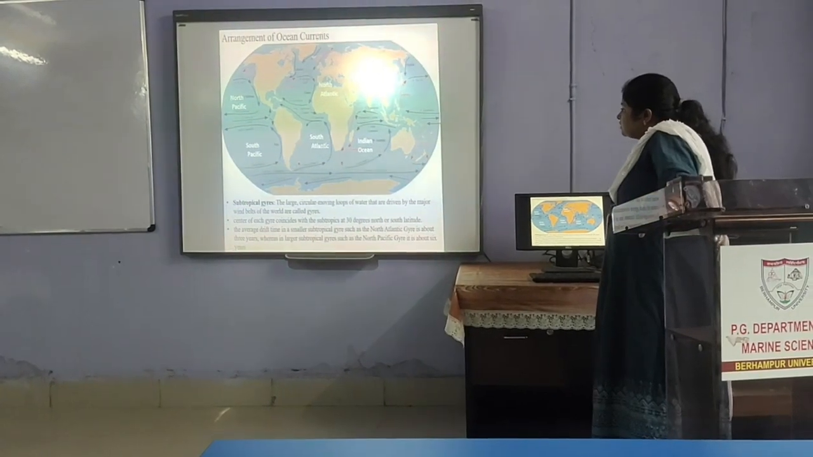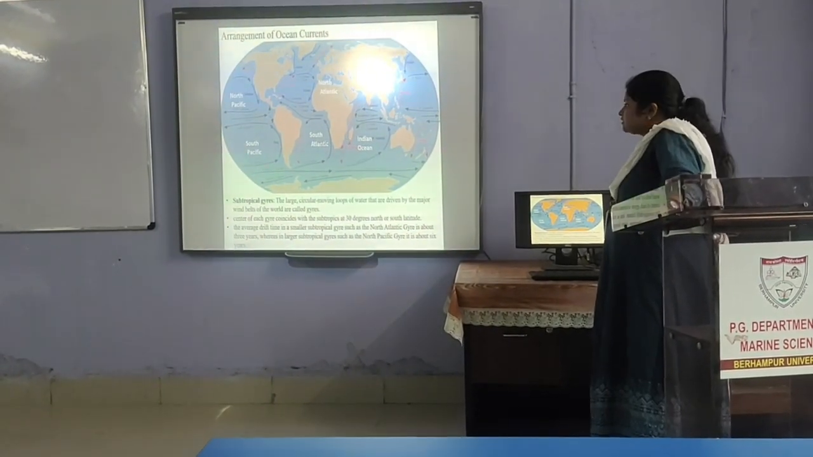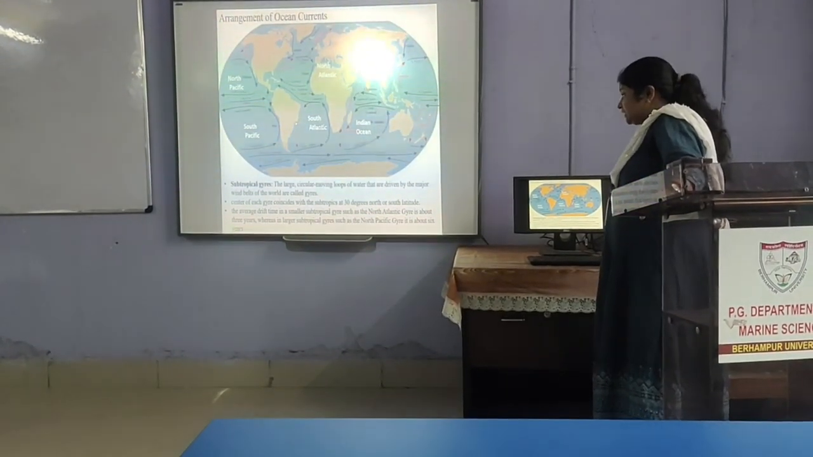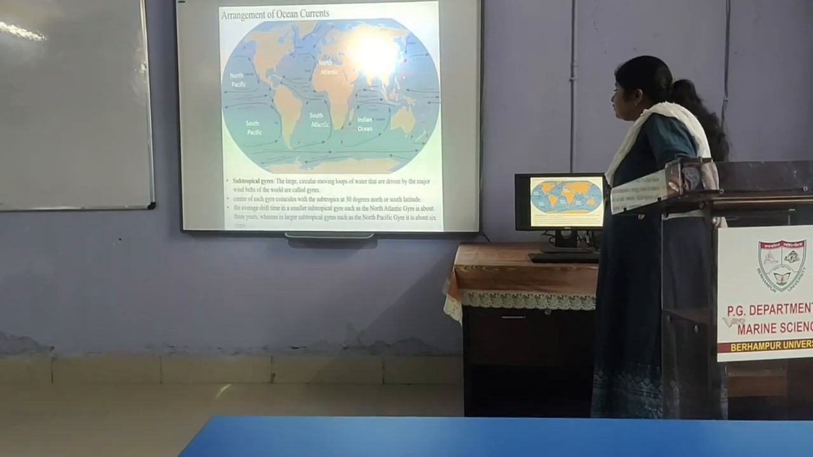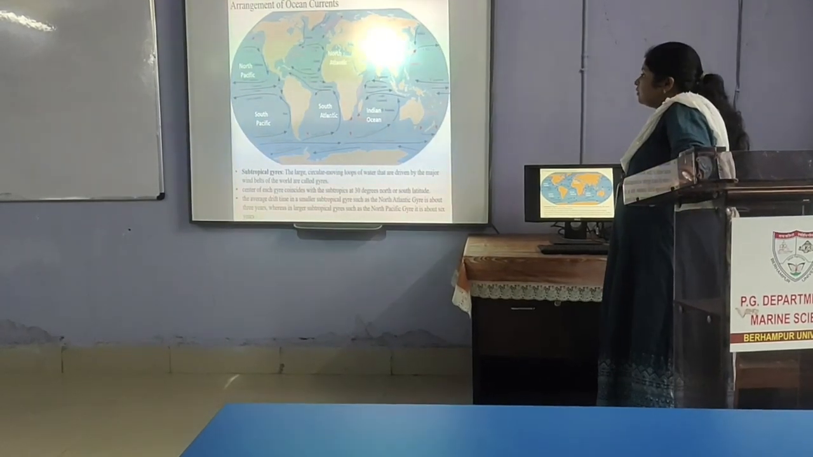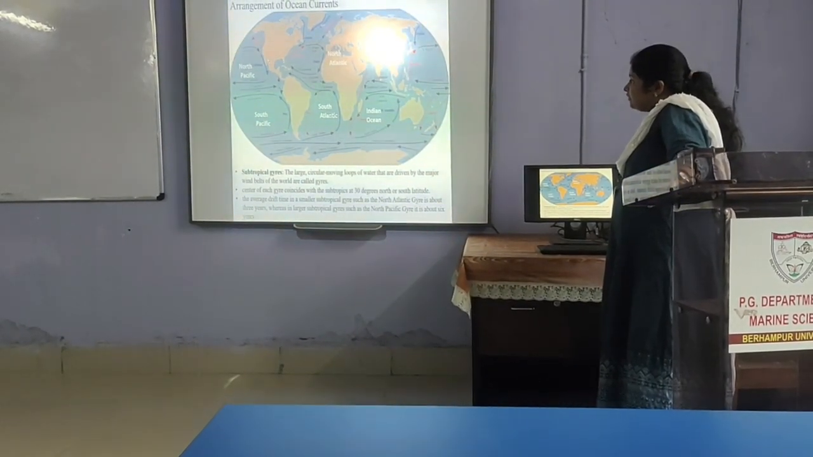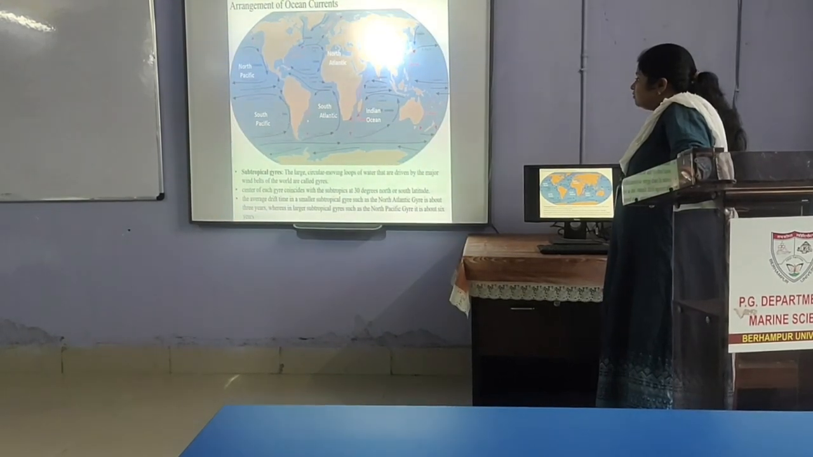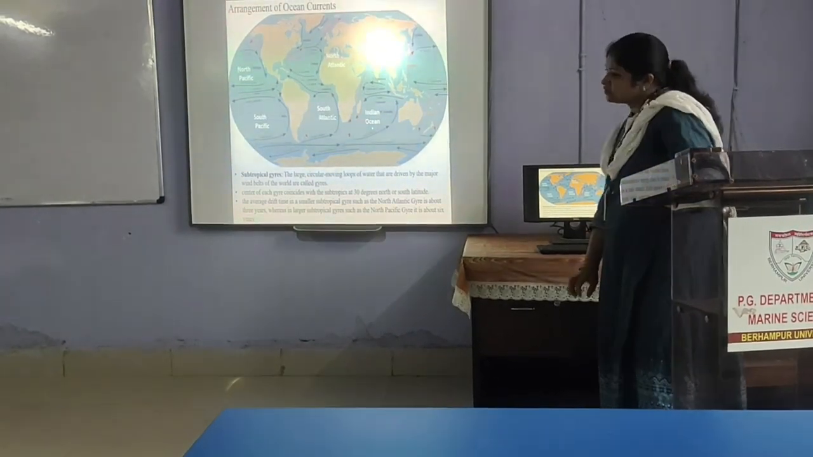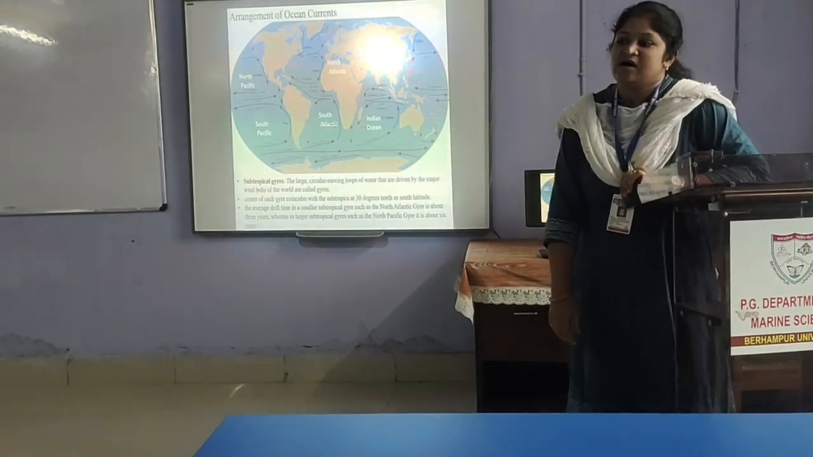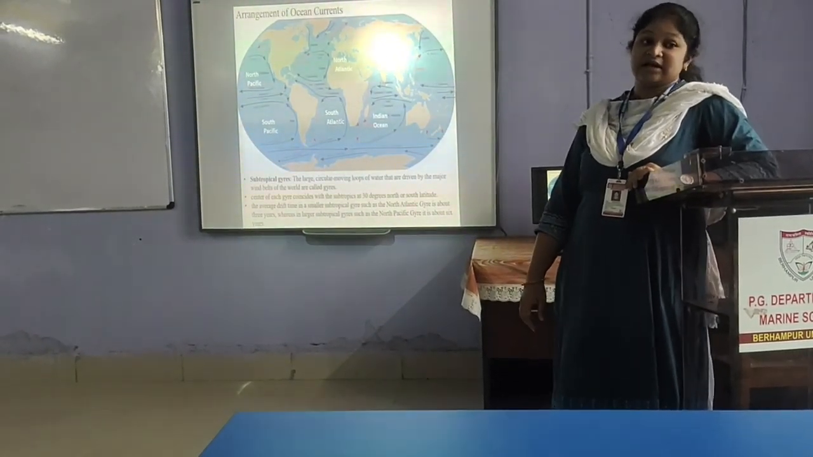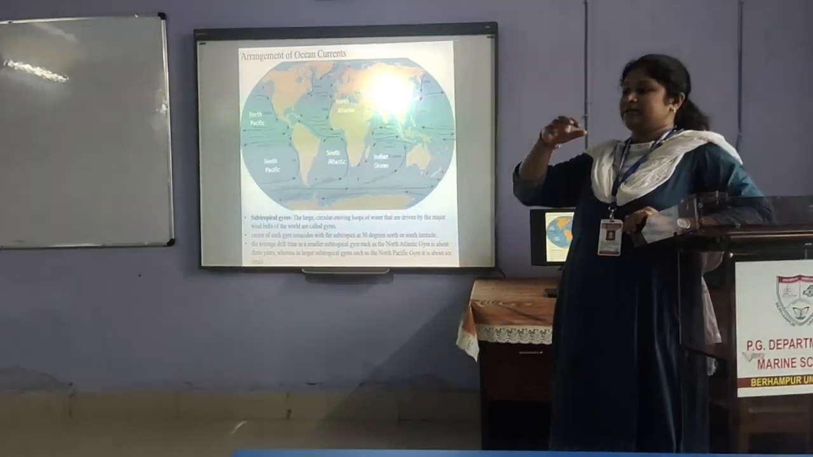In the Indian Ocean, the Agulhas current. And this is the Brazil current. Then the East Australian current. These are called western boundary currents. Then the eastern boundary currents: California, Canary, Peru, Western Australia. These are the eastern boundary currents. And how do the western boundary current and eastern boundary current affect the climate of that particular coastal area?